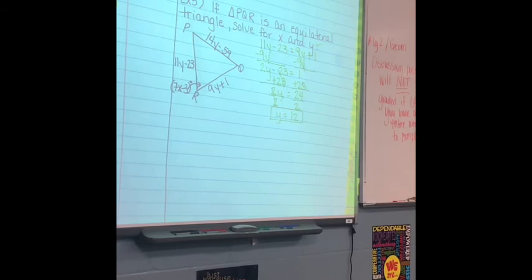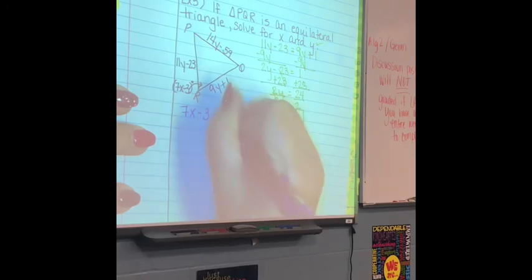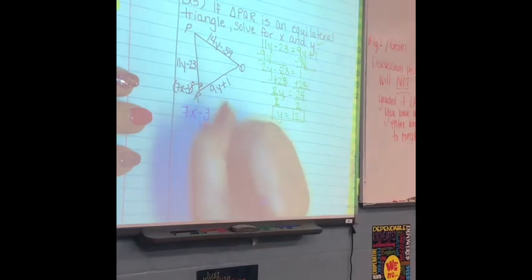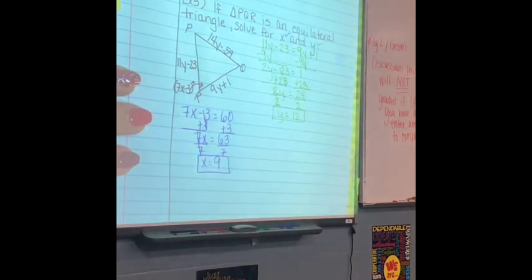If you know that all the angle measures are 60 degrees, how might I go about looking for x? Yeah, I'm going to do 7x minus 3 equal to 60. So now I can solve for x. I'm going to add 3 to both sides. I get 7x equal to 63. And x equals 9. Did I answer the question asked of me? Yes. All right. So we're going to stop right there.